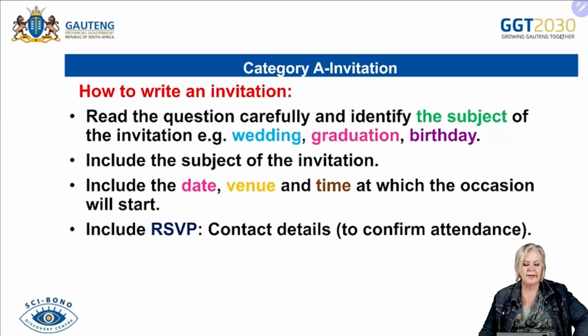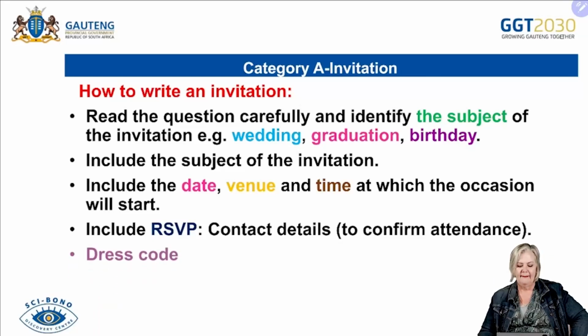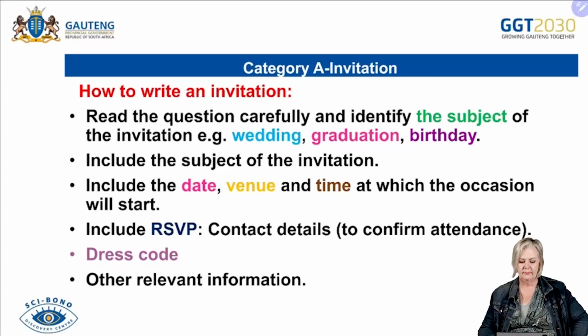Include an RSVP, contact details to confirm attendance. Also include the dress code. Is it formal? Is it informal? Is it smart casual? Or if you want to attach a specific theme to it, you will also be able to include that. And then you might include any other relevant information that you feel is pertinent to this.